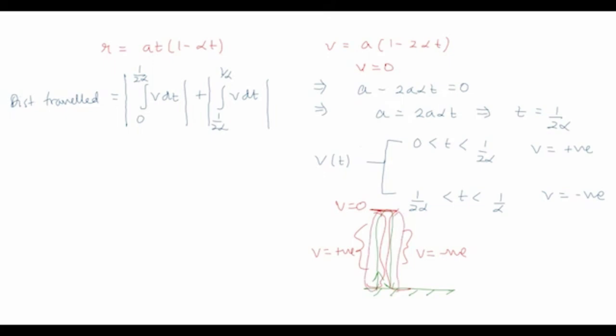If we solve it this way, we get the distance traveled can be written as the integration of a (1 minus 2 alpha t) dt from 0 to 1 by 2 alpha, plus the integration of a (2 alpha t minus 1) dt from 1 by 2 alpha to 1 by alpha. We have done this to ignore the negative part. If we solve this integral equation, we get s is equal to a upon 2 alpha.